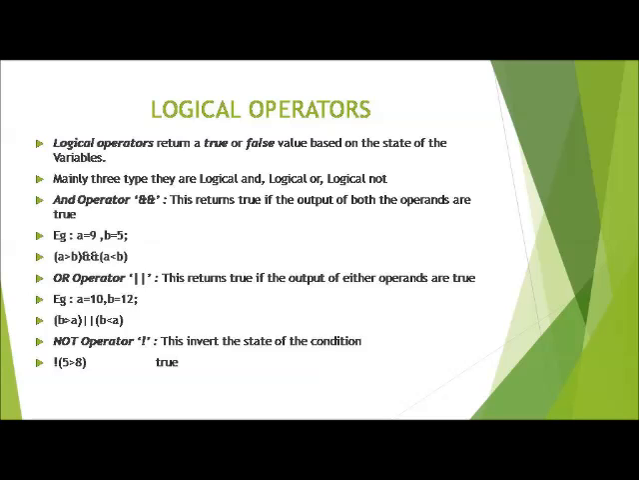Next is the OR operator. See the symbol used for the logical OR: two vertical bar symbols together. This returns true if either operand is true. For example, a = 10, b = 12. b > a || b < a.